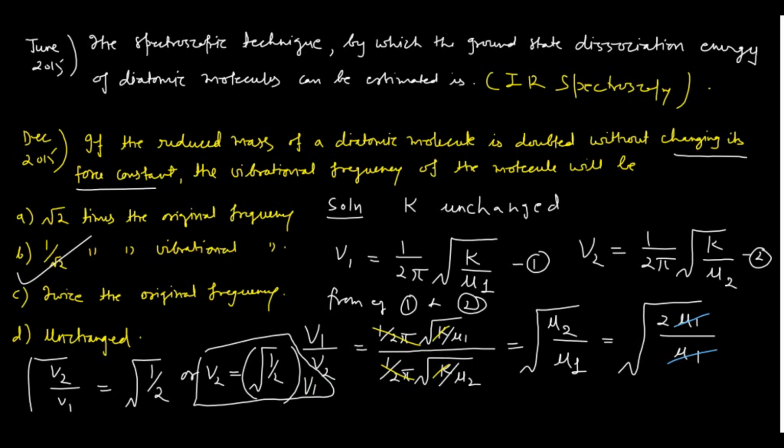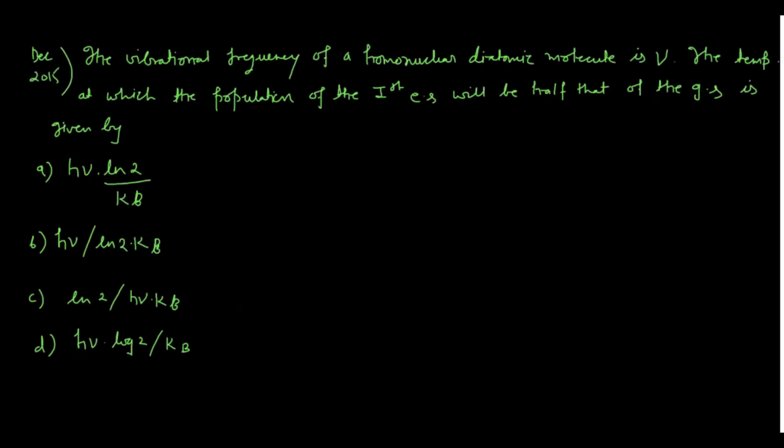Now moving to the next problem. It says that the vibrational frequency of a homonuclear diatomic molecule is nu. What is the temperature at which the population of the first excited state will be half that of the ground state? That clearly indicates that you should use your distribution law. So how can we solve this problem? For this you need to know what the distribution law actually is. So I am writing the solution here.